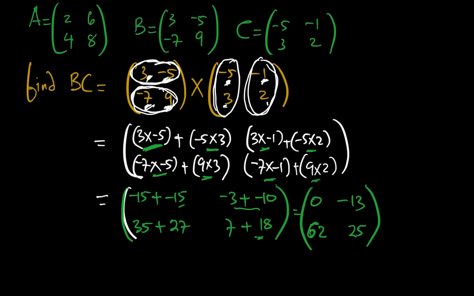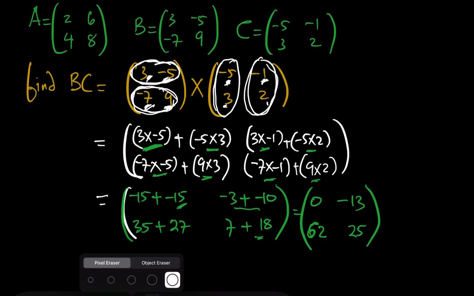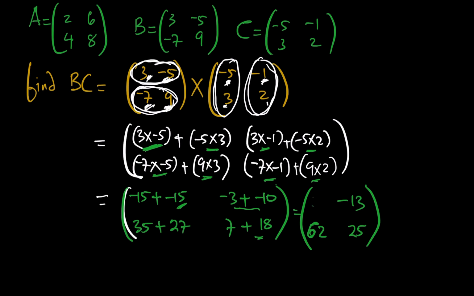I think this is not 0. It's going to be -30. It's -30, my friends. Sorry about that. And then the bottom is 62. This is -13, and that gives us 25. I hope the clarity on multiplying matrices comes clean.